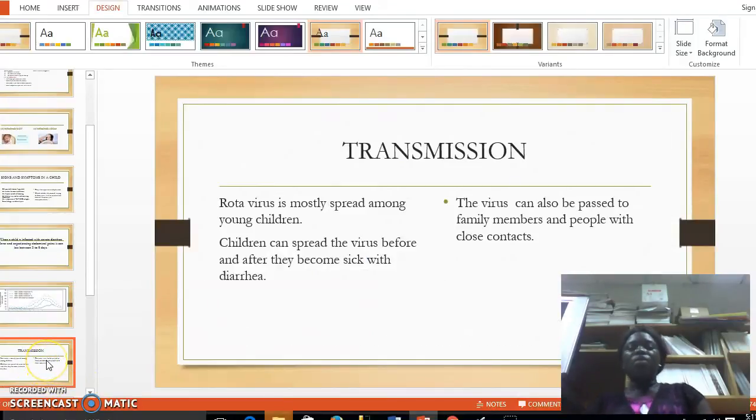Transmission. Rotavirus is mostly spread among young children. Children can spread the virus before and after they become sick with diarrhea. The virus can also be passed to family members and to people who have close contact with the infected person.